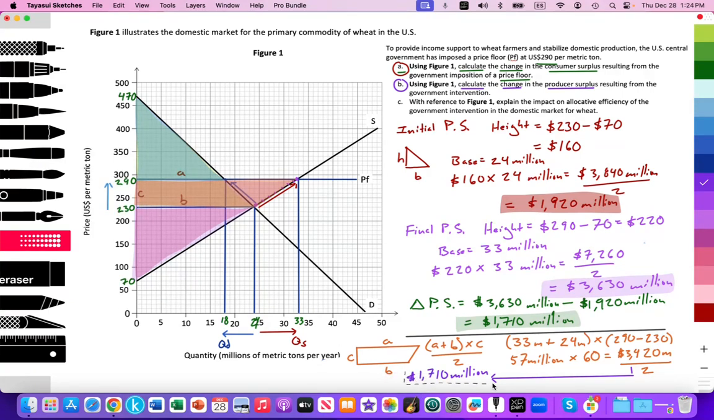Okay, so here we have that. And we can see that I've arrived at the same answer using these two ways, right? 1,710 million. So the change in producer surplus is that producers have gained, they've increased their surplus by $1,710 million.